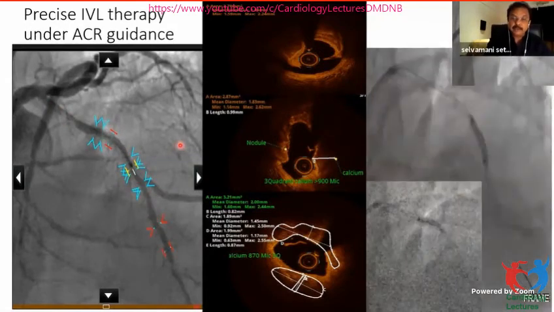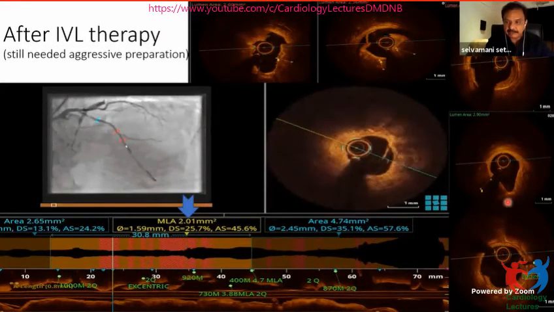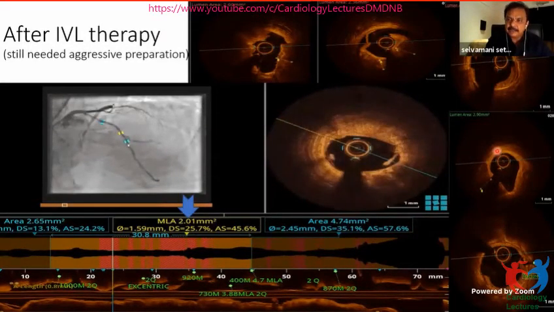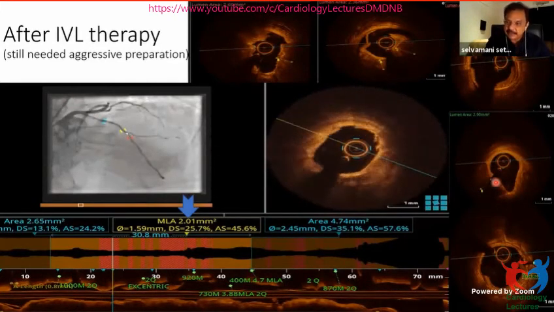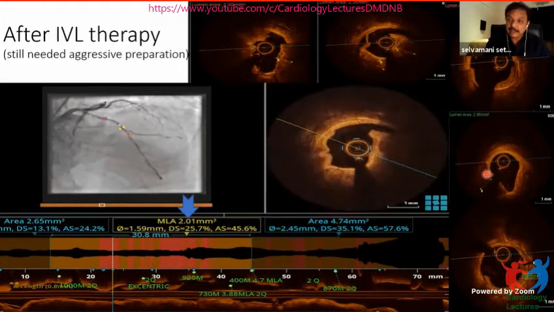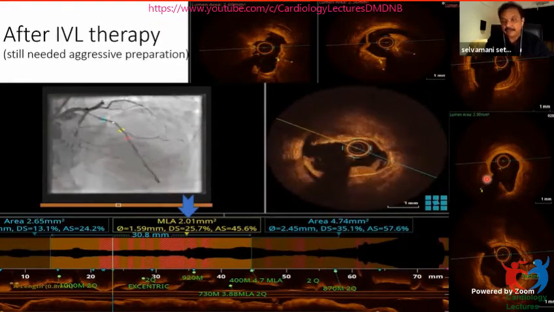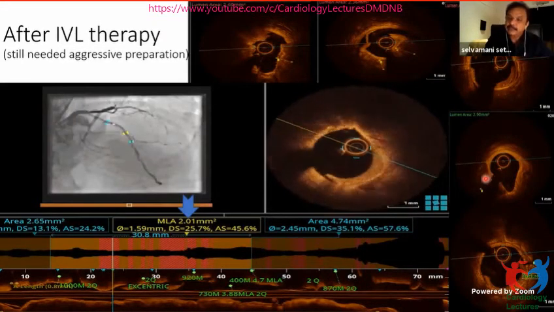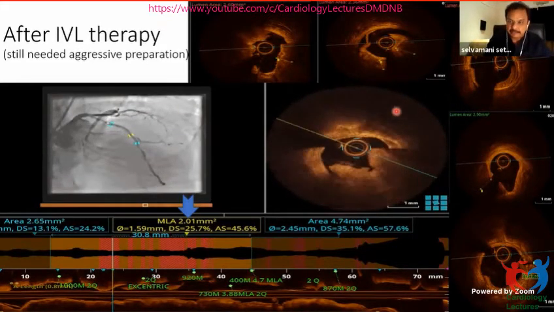So I had to be very selective in giving these IVL shocks there. And after IVL shock, you see here what happens. There are significant fractures here. You can see the fractures. And many times I have seen when we do IVL, even if you cannot see a fracture on OCT, many times it produces microfracture and it alters the texture of the calcium. So it becomes softer, and you can expand this calcium very easily when you do IVL. That is the advantage of IVL.